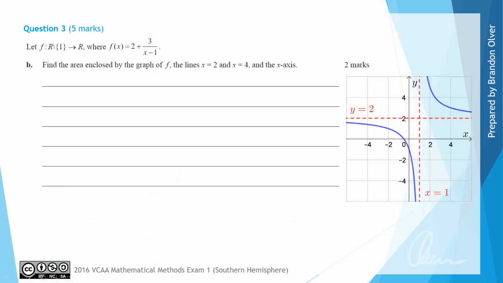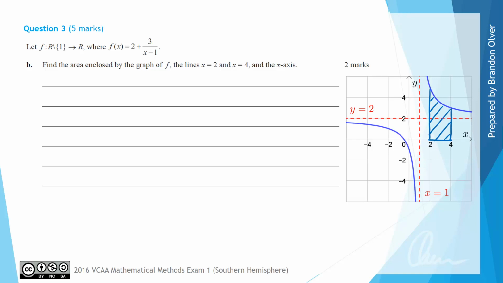So for part B of question 3 we're asked to find the area enclosed by the graph of f and the lines x equals 2 and x equals 4 and the x-axis. So I've got a computer to re-sketch the graph that we did by hand before, and this is the line x equals 2, this is the line x equals 4, this is the x-axis, and obviously it's bounded by that curve, so we're looking for this area just in here.